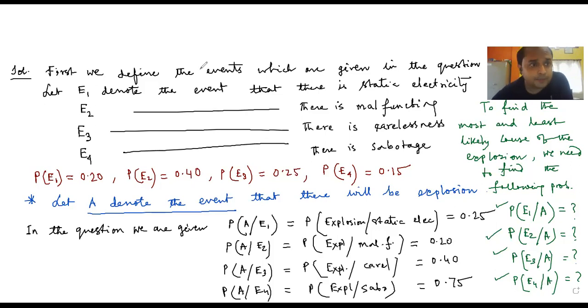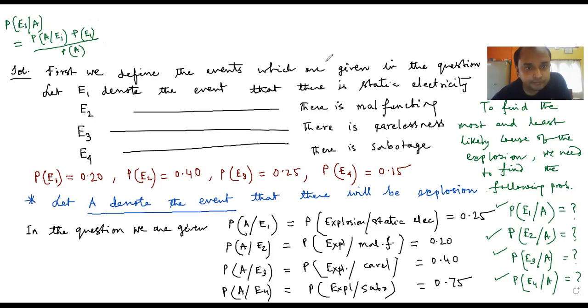To find probability of E1 given A, this is equal to probability of A given E1 into probability of E1 by probability of A. So here I am going to find the probability. First of all, with respect to this problem, I am going to find what is the probability that there will be explosion. What is the probability that there will be explosion?